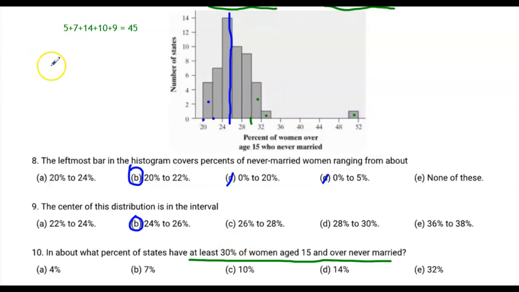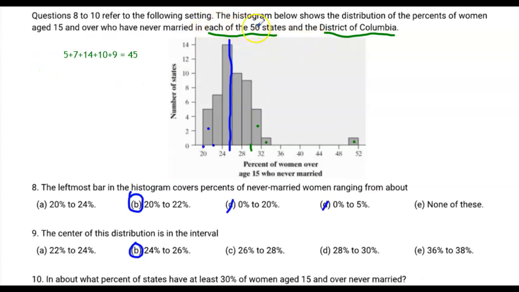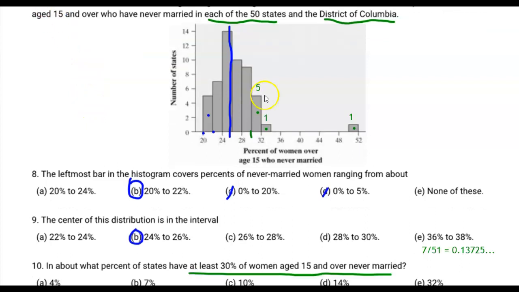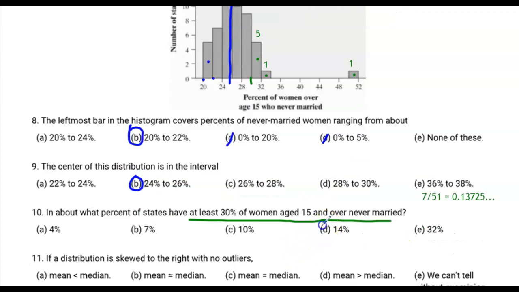And we're dividing that by the total number of states, but keep in mind we're doing each of the 50 states and the District of Columbia, so we're dividing by 51. You can count the levels of these bars very easily, 5, 1, and 1. So we know that 7 divided by 51 is equal to 0.137, etc. That sounds to me like we're talking about 14%.